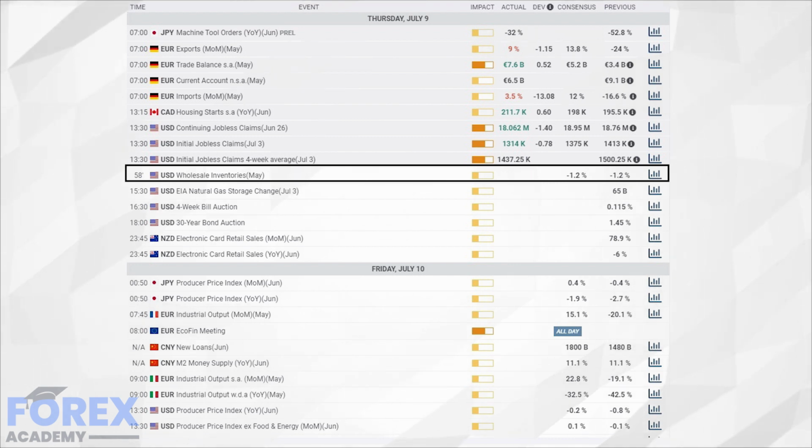The sales component does not reflect personal consumption, and therefore it is not seen as such an important aspect of the data release. A high inventory number suggests that the economy is slowing in the United States, and this is negative or bearish for the dollar. Conversely, a low reading is seen as positive or bullish for the US dollar.